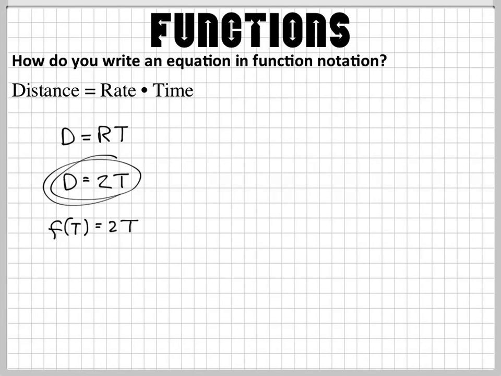Can you make this into a function of d if you wanted to? How would you do that? Divide by 2. You wouldn't subtract 2t, because then that would put the t on the other side, but you don't want that. You would just have to divide by 2 on both sides. So you have d divided by 2 equals t. Now it's a function of d. Does that make sense? So you can write it like this: g of d equals d over 2.